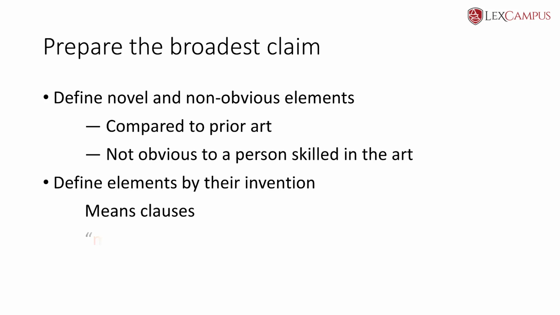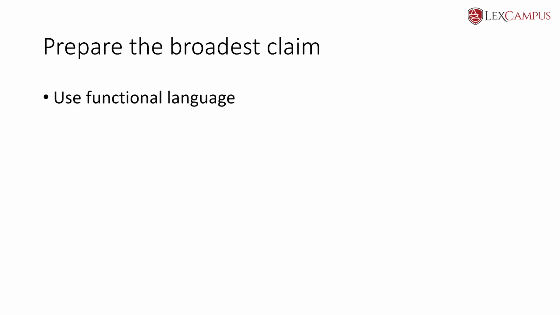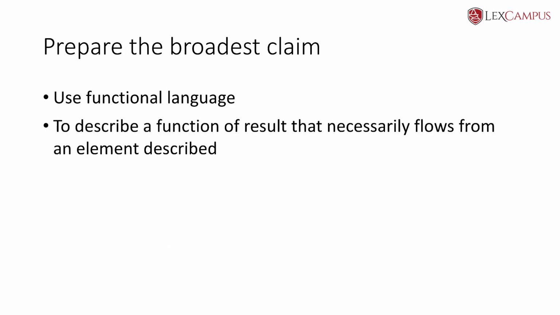You could have means clauses by which you could have a broader claim, a means for heating rather than identifying a particular heating element, or a means for holding rather than identifying a holding element. Now use functional language. We have already covered this aspect, to describe a function or result that necessarily flows from the element described. Whenever you describe an element, you describe the function which flows from that element as well.